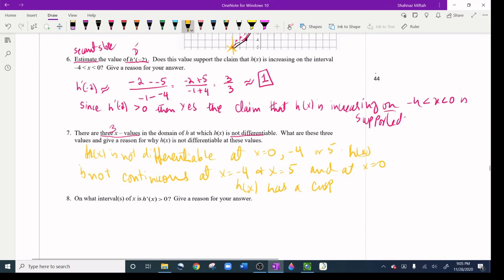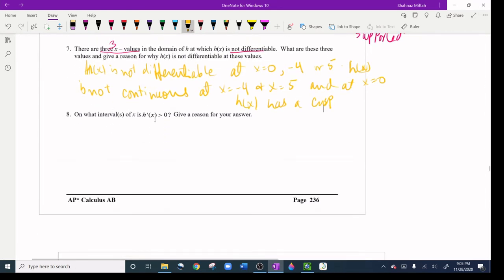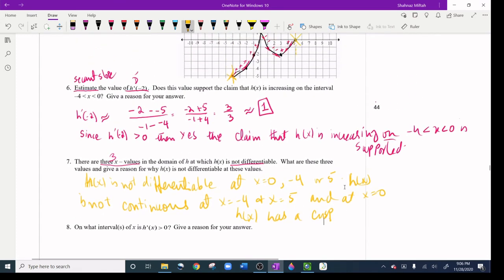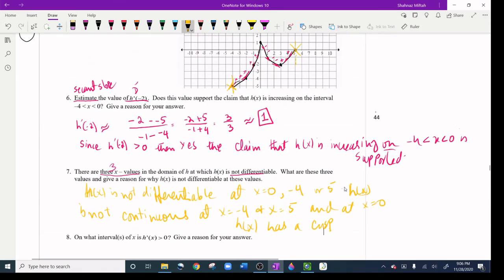Question number 8, on what interval of x is h prime greater than 0? Give a reason for your answer. Where h prime is greater than 0? H prime greater than 0 means the slope is positive. So the slopes are positive from negative 4 to 0 and 3 to 5.